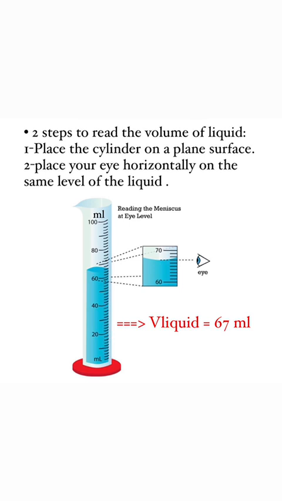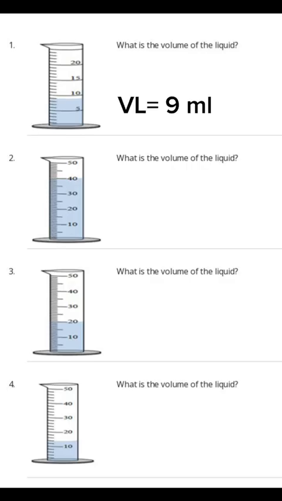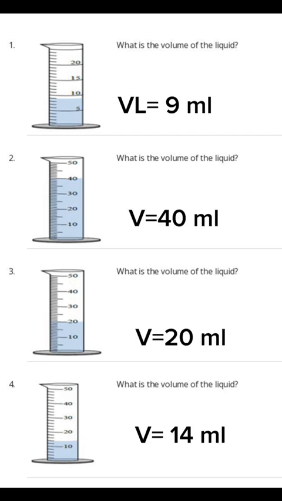Let's have a quick look at the upcoming examples. In the first graduated cylinder, the volume of the liquid is 9 milliliters. In the second, it's 40. In the third, it's 20. And in the last graduated cylinder, it's 14 milliliters.